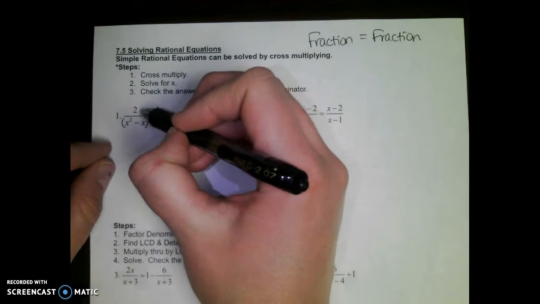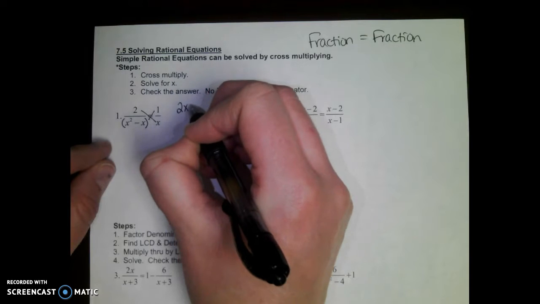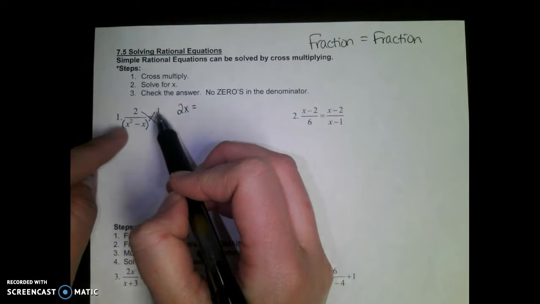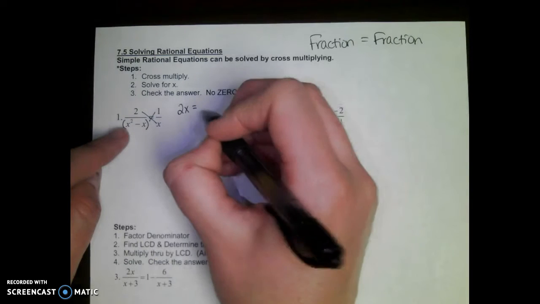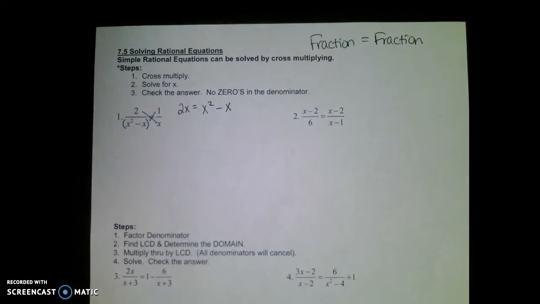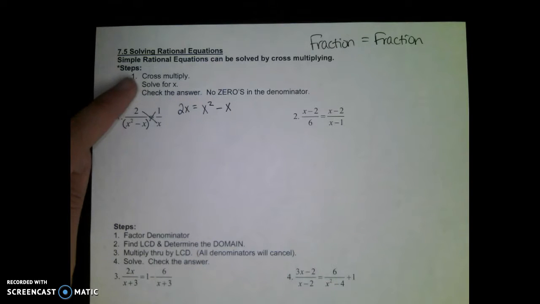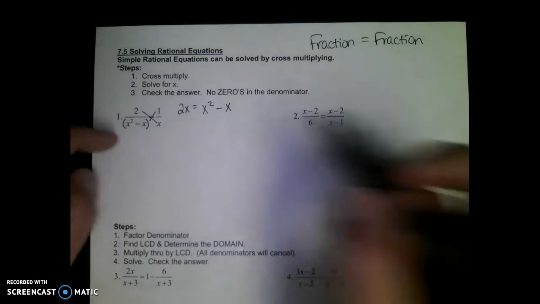The order for cross multiplication doesn't matter, so I'm going to do 2x equals, and then I would distribute 1 times that and 1 times that, which would just be x squared minus x. So, step 1, cross multiply. Step 2, solve. Anytime you have x squared and x, you probably need to get 0 on one side so that you can factor and solve.